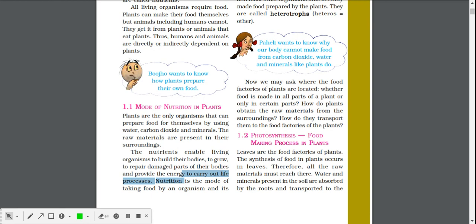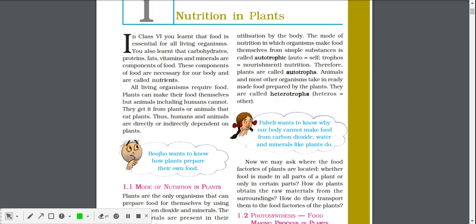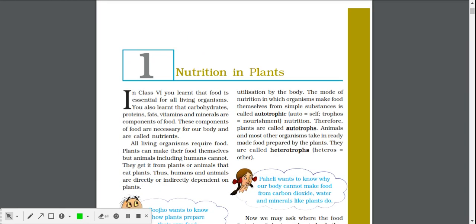So, nutrition is the mode of taking food. What is nutrition? Nutrition is the mode of taking food by an organism. How do we eat food? We eat food through our mouth. So the basic mode of nutrition starts from the mouth only, right? And its utilization by the body.